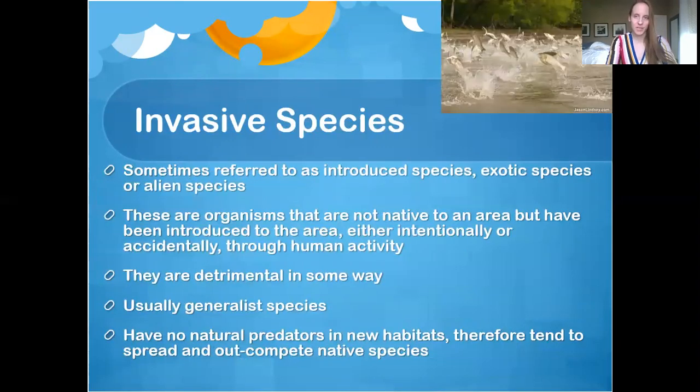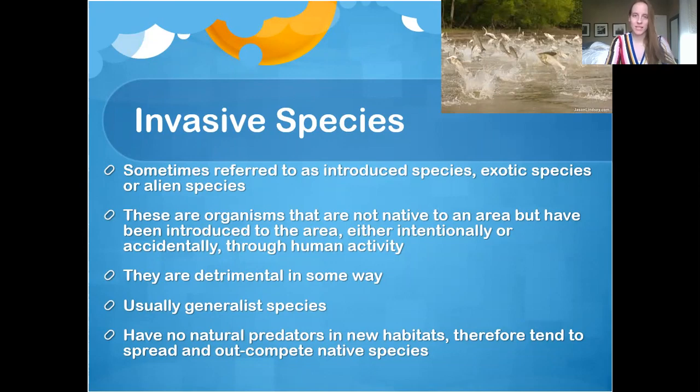An invasive species is sometimes also called an introduced species, an alien species, or an exotic species. These are organisms that are not native to the area. They've been introduced to that area, either intentionally or accidentally, through human activity. And they always cause some sort of detriment or negative impact on the region they've been introduced to.